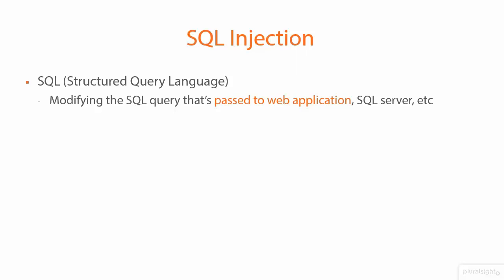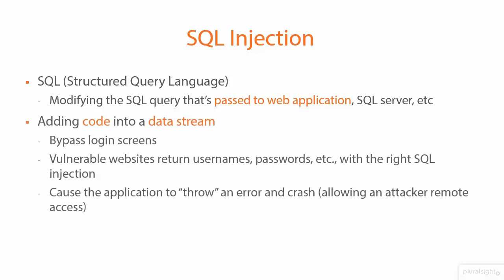Well, if you modify that SQL query that's passed to the web application, to the SQL server and so forth, it's possible to add code into that data stream and do such things as bypass a login screen or have that web server return information about the contents of the database, the various tables and so forth. So vulnerable websites can return usernames, passwords, account information, credit card information if it's not stored properly. It's typically supposed to be stored according to PCI standards in an encrypted format, but some websites may not actually store it in that fashion.